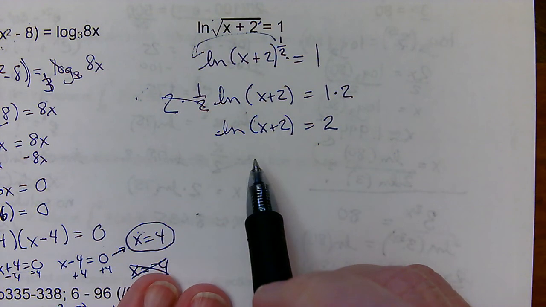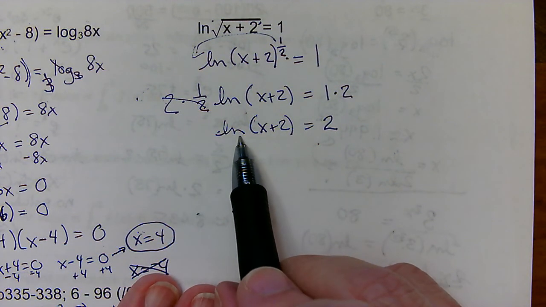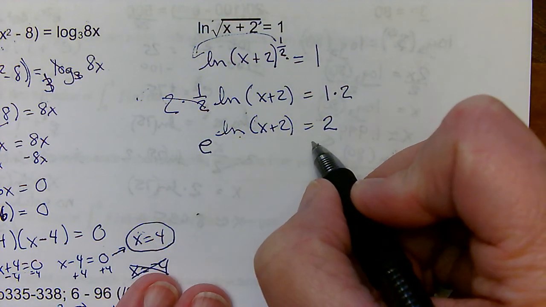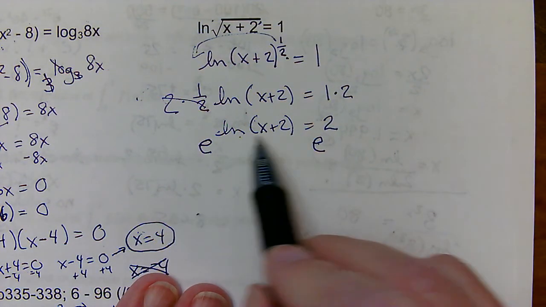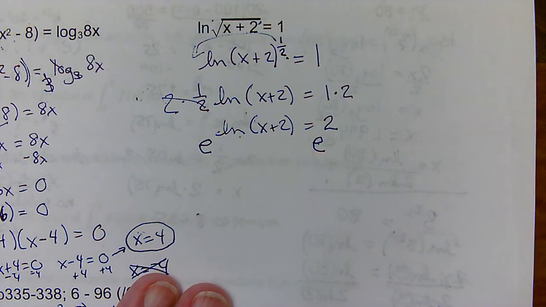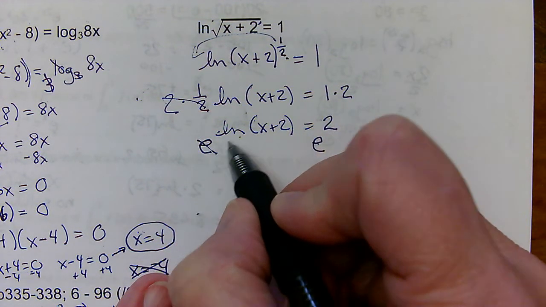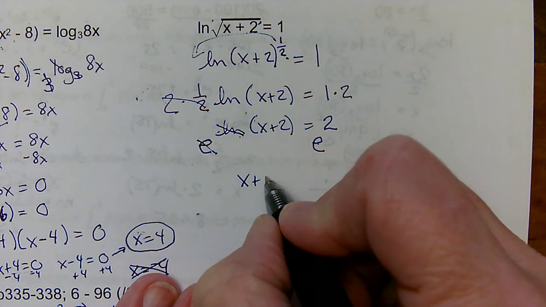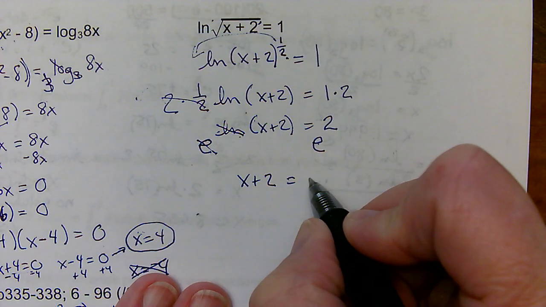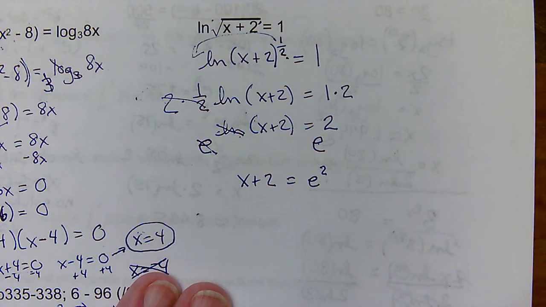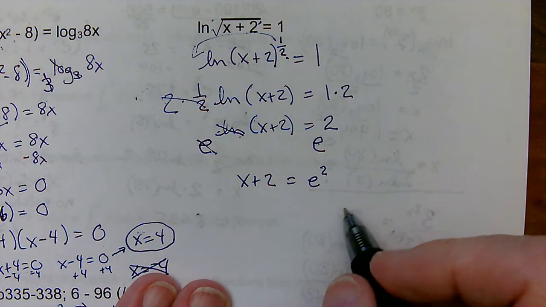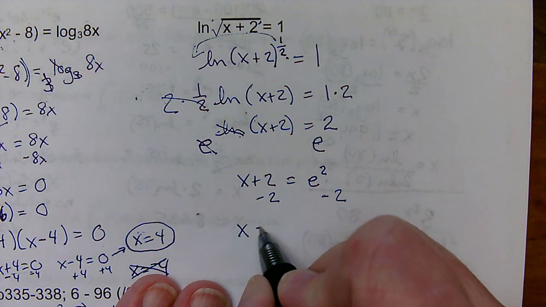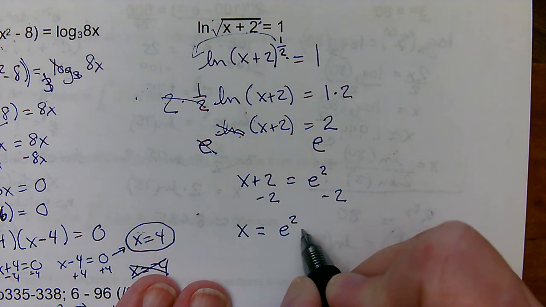Now that the log is isolated, it's a natural log, so its base is e. So we exponentiate on a base of e by using e as the base and the equation as the exponents. The e and the natural log, since they're of the same base, cancel, leaving x plus 2. And on the other side we just get e squared. And then all that's left to do is isolate the x by subtracting 2 from both sides. So that gives us x equals e squared minus 2.